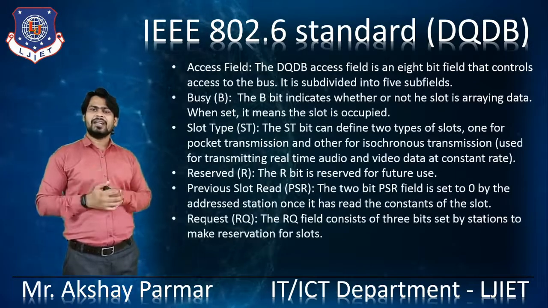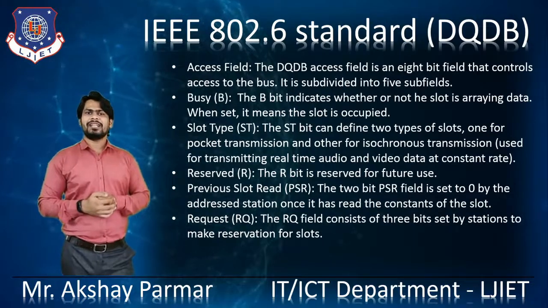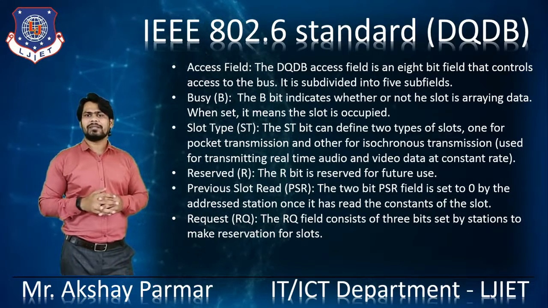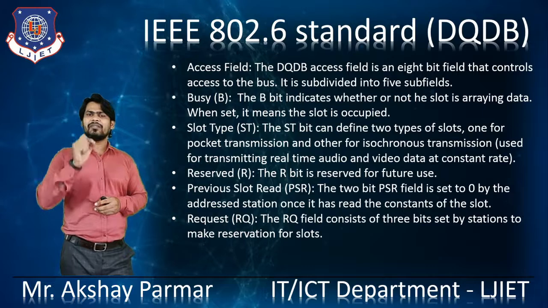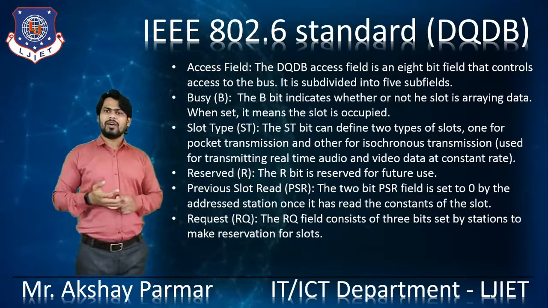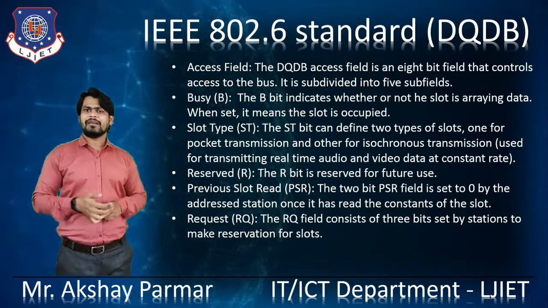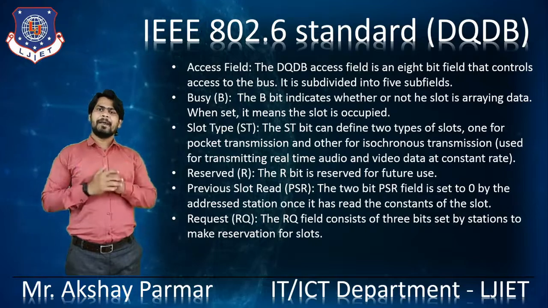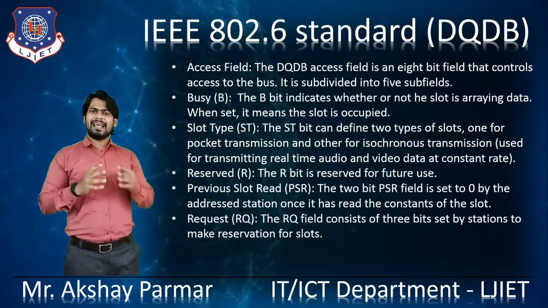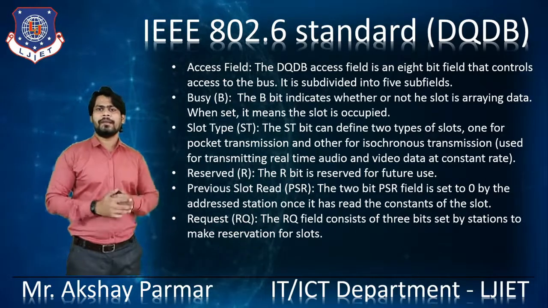Let's begin with the access field. The DQDB access field is an 8-bit field that controls access to the bus. It is subdivided into subfields: busy, slot type, reserved, previous slot read (PSR), and request, right? Busy bit: the B bit indicates whether or not the slot is carrying data. When it is set, it means the slot is occupied, right?